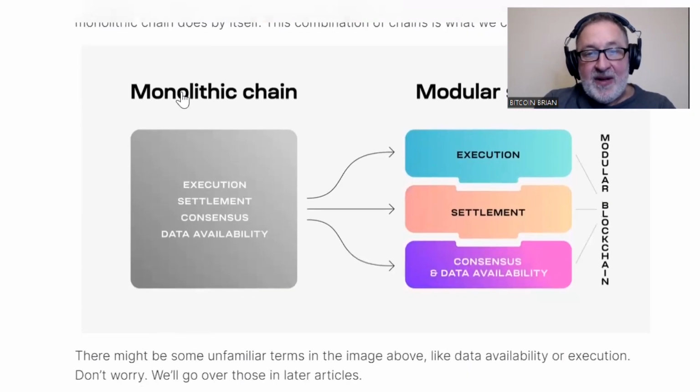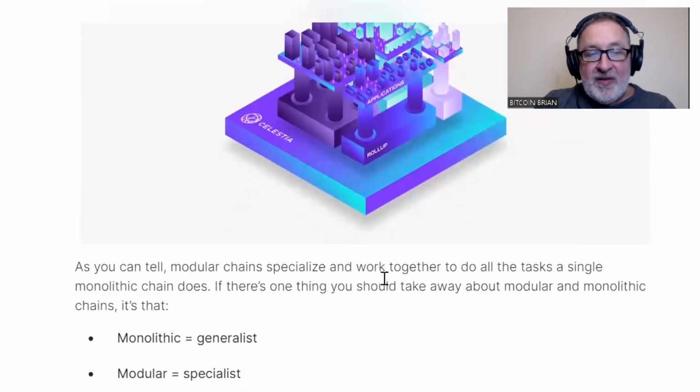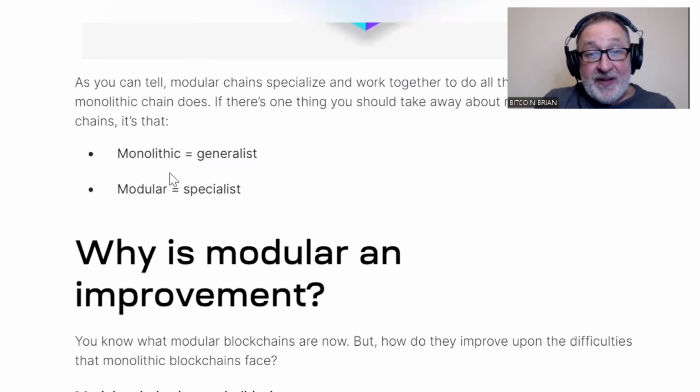You can see here the monolithic chain: execution, settlement, consensus, data availability. It's doing everything. Whereas the modular has all these specialized modules that handle different things like execution, settlement, consensus, and data availability. It has a module for each task. So pretty much monolithic is a generalist, where modular is a specialist.